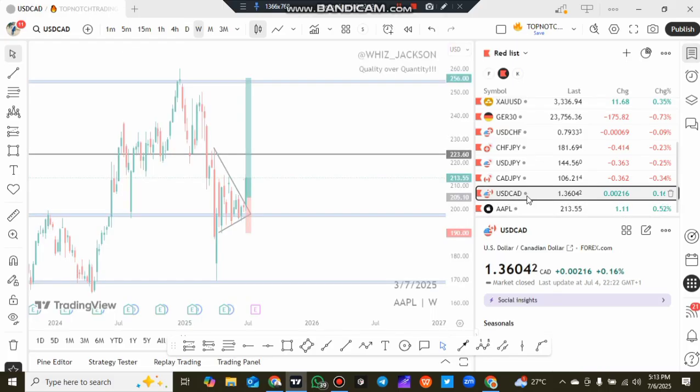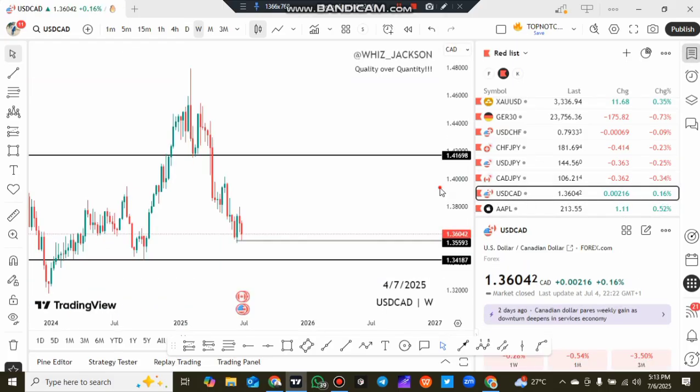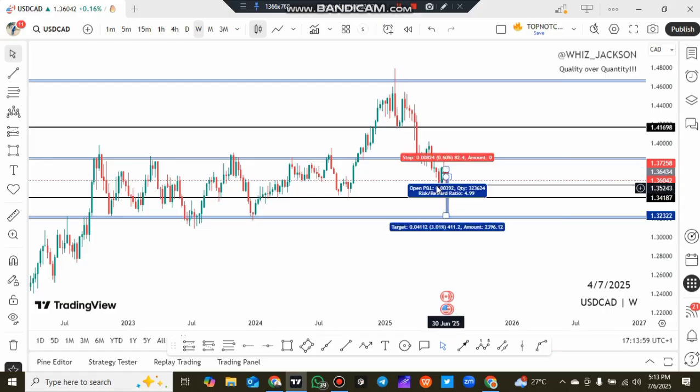CAD CHF. So CAD CHF currently is in profit target one, I think TP1, which is this particular bar. Let me go to the daily time frame so that you see what I mean.